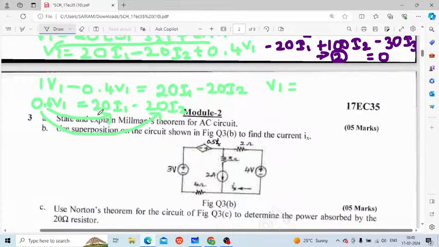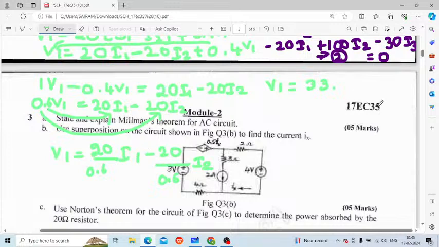It is 20 divided by 0.6 into I1 minus 20 divided by 0.6 into I2, right? So now if you do this, for the first one you get 33.33. For the second one also it is the same value, but it will be minus 33.33 because here it is negative. Okay, so this is 33.33.